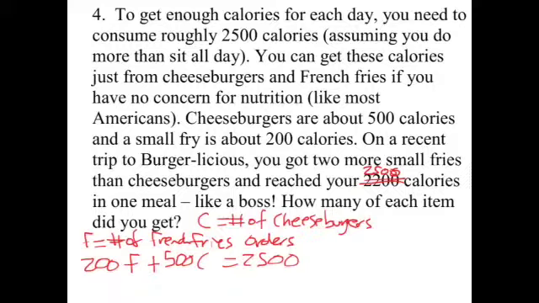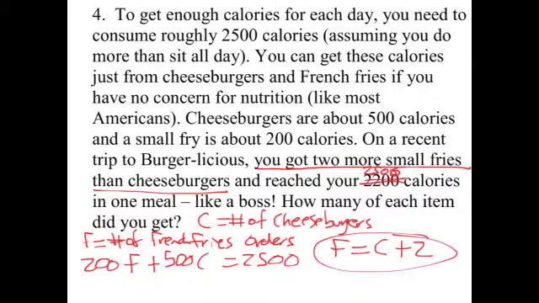My second one is going to come from another statement, and that's from this one. You got 2 more small fries than cheeseburgers. So to figure out your number of French fry orders, you need to take your number of cheeseburgers and add 2. So I just translated that statement into that equation there. So now I actually have my system, and I'm ready to go.